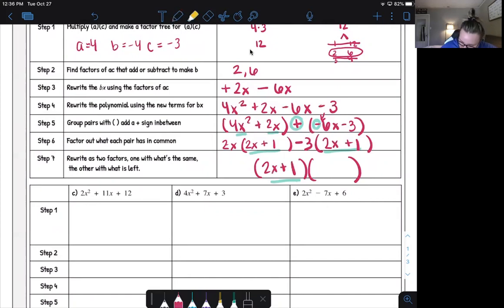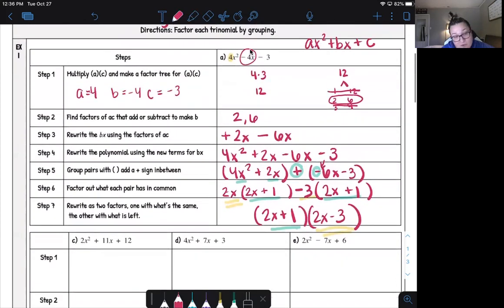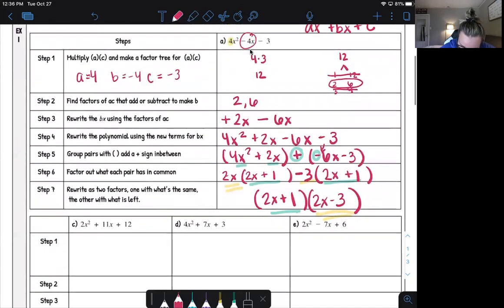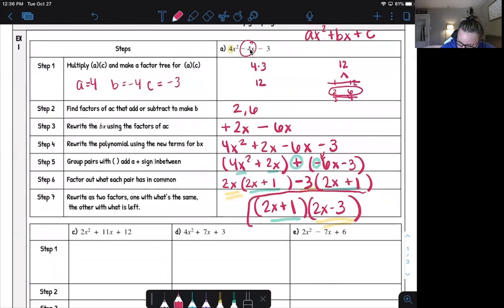What's left goes in the second parenthesis, so 2x minus 3. So our factors are 2x plus 1 times 2x minus 3. And we can multiply that out to check and make sure that our answer is correct. And that is what you would circle. That's your final answer. You have factored 4x squared minus 4x minus 3.